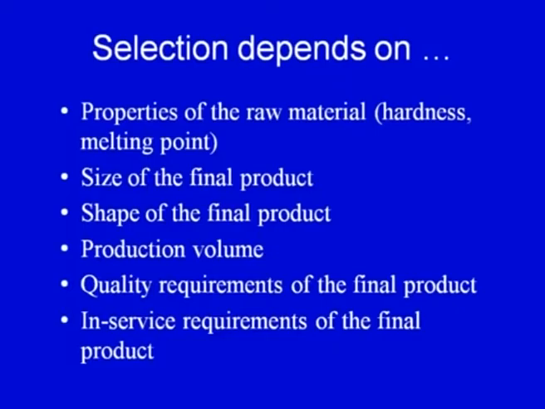So let us take an example of the very first point, that is, properties of the raw material. If a material has a very high melting point, extremely high melting point, can we cast that material? It would be difficult to cast. Why? Because we may not be able to easily or cost effectively melt that material, because the melting point is very high. So then we cannot use the casting process for that particular application.